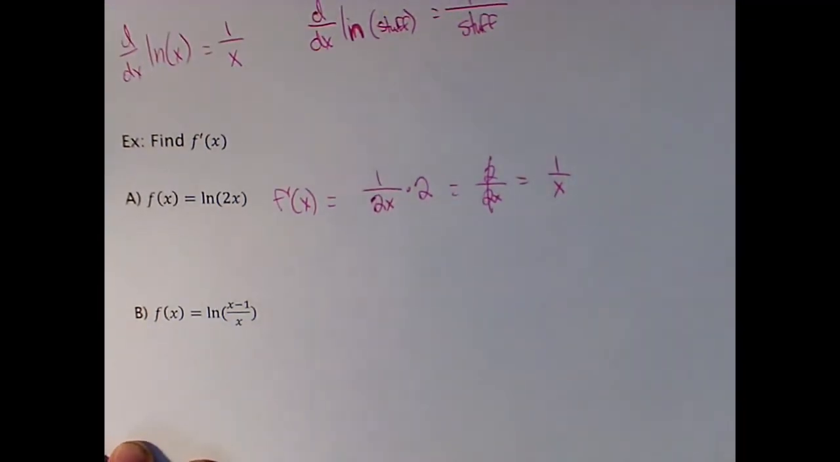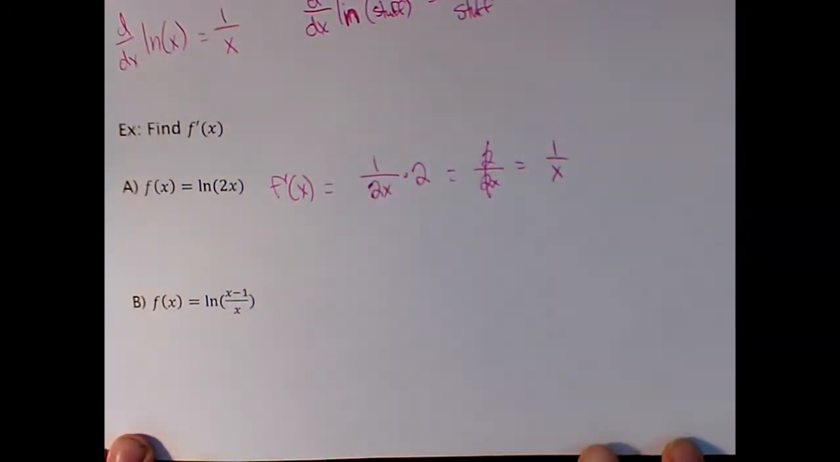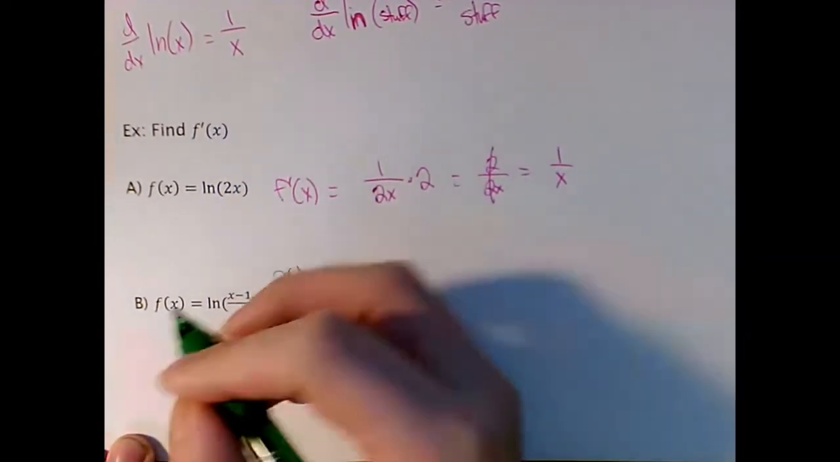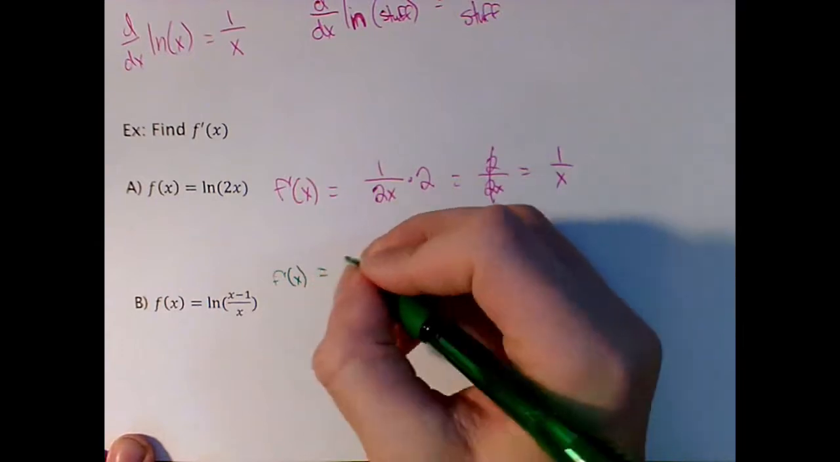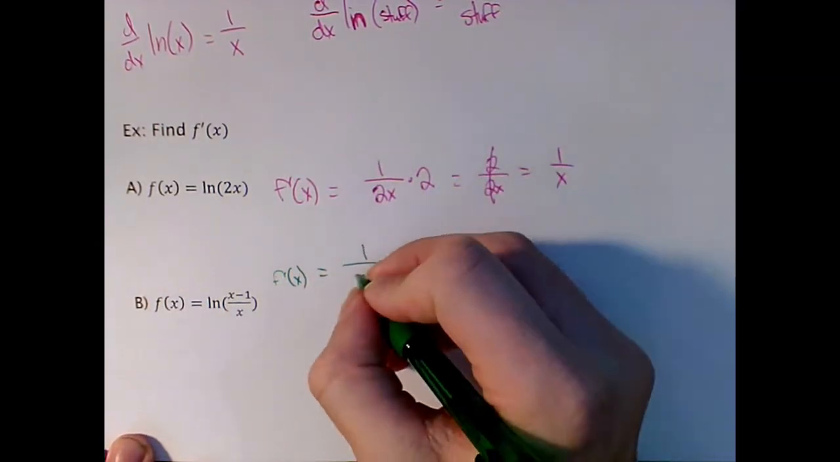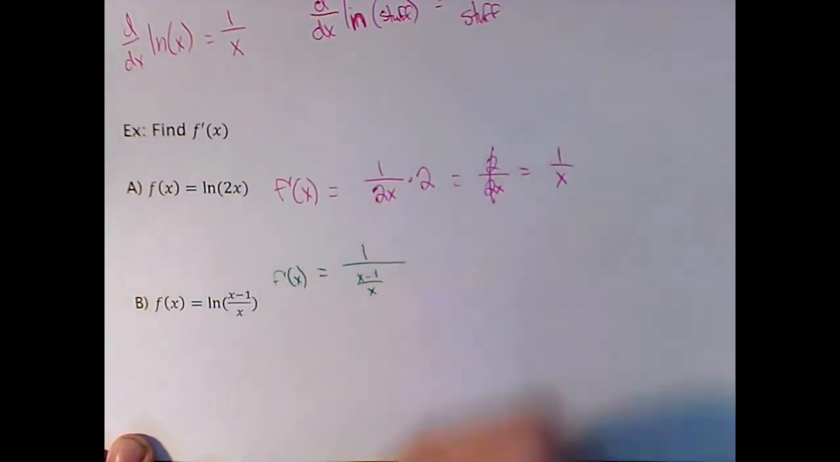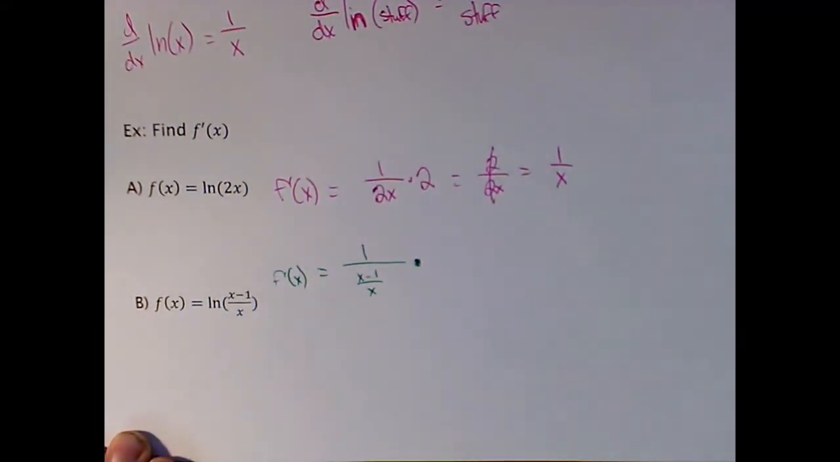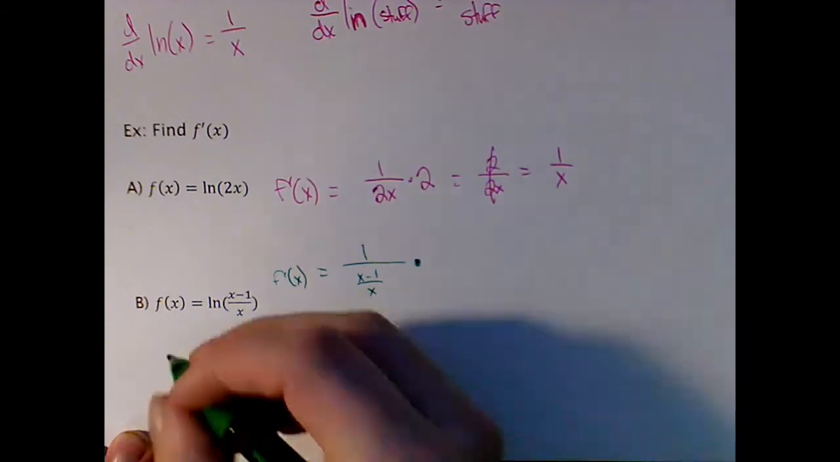So the next problem is going to be a little more complicated. But we have the space, we have the time. Let's get going. The derivative of ln of stuff is going to be 1 over that stuff. So x minus 1 over x. And we're going to multiply the whole thing by the derivative of the inside stuff. Well, the derivative of the inside stuff, I could do quotient rule. But do I want to do quotient rule? Yeah, let's just do quotient rule.